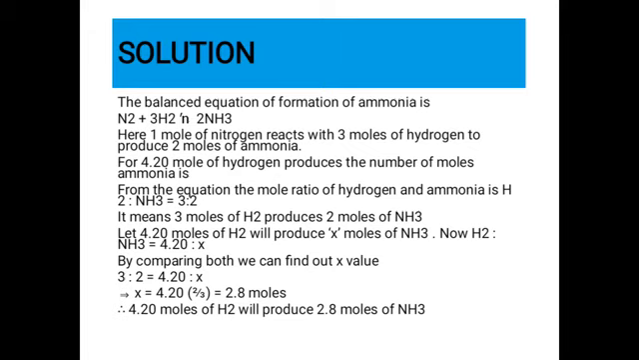So we cannot do it this way. 3:2 is equal to 4.2 ratio x. Then x will now be equal to 4.2 times 2/3, and that will become 2.8. So 4.2 moles of H2 produces 2.8 moles of ammonia.